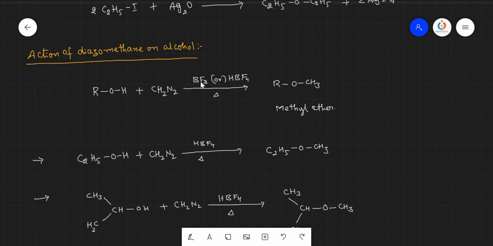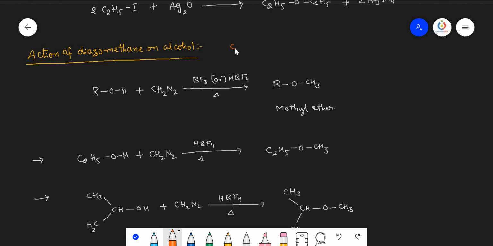And action of diazomethane in alcohol. This particular method is only helpful in the preparation of methoxy ethers. Methoxy ethers can be prepared using this method. Why? Because when diazomethane is reacted with the alcohol in the presence of a Lewis acid like boron trifluoride or hydrogen tetrafluoroborate, the CH2 part is inserted between this oxygen and hydrogen. And already hydrogen is there. This hydrogen will be transferred to the CH2 part, which finally becomes CH3. So you will get ROCH3. This is called the methyl ether.